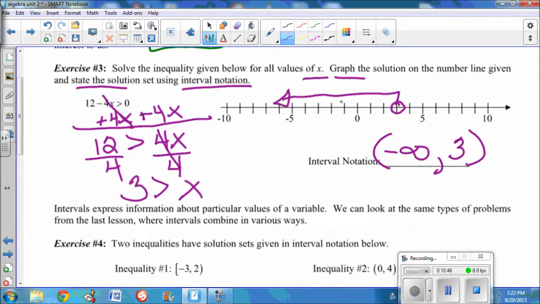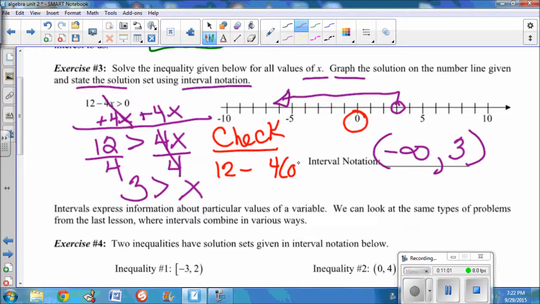Okay? To check yourself, pick a point. To check to see that you solved it correctly, say pick 0 if you can, and plug it into the original, and then go to your calculator. This is something a little extra, but if you can check something, especially on a quiz or a test, have at it. Do it. I guarantee that you're going to get the correct answer. So is 12 greater than 0? It sure is. That's true. Okay.